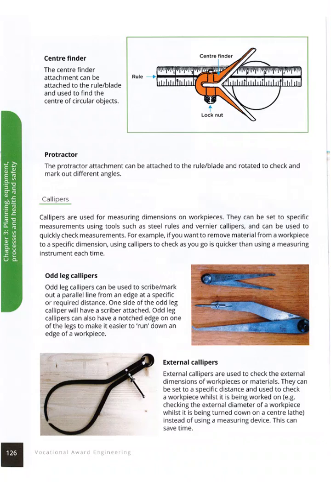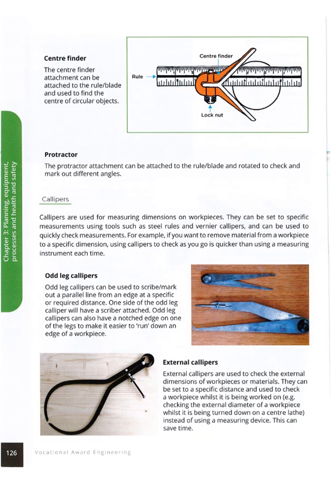So you've also got the center finder. The center finder attachment can be attached to the rule. You've seen this on the combination square set blade and used to find the center of circular objects. So if you want to find the center of a circular object, you can use them. So you've got the center finder there, lock nut, and the rule that slides there. Protractor, something that you use in school constantly. I will not waste your time with that.